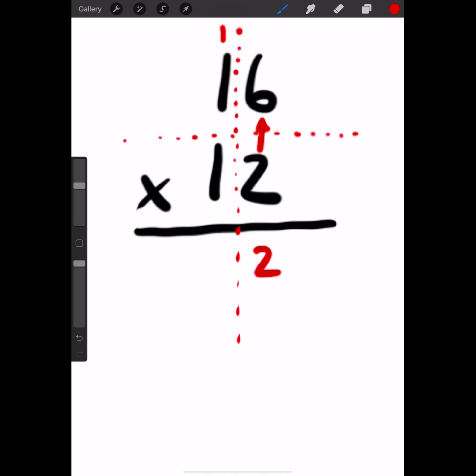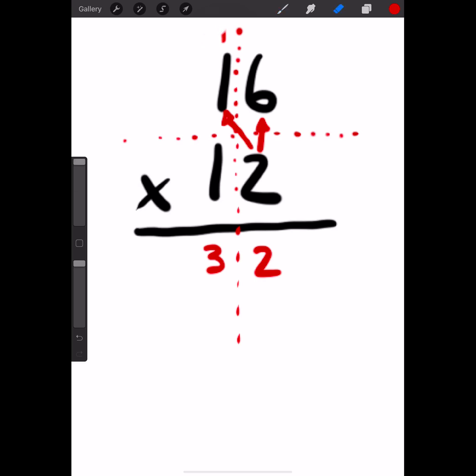Then, I'm going to multiply 2 by 1. 2 times 1, this is an easier one. I know that that's 2. Then, I remember to add. 2 times 1 is 2, plus 1 is 3. I write that number below in the tens column.